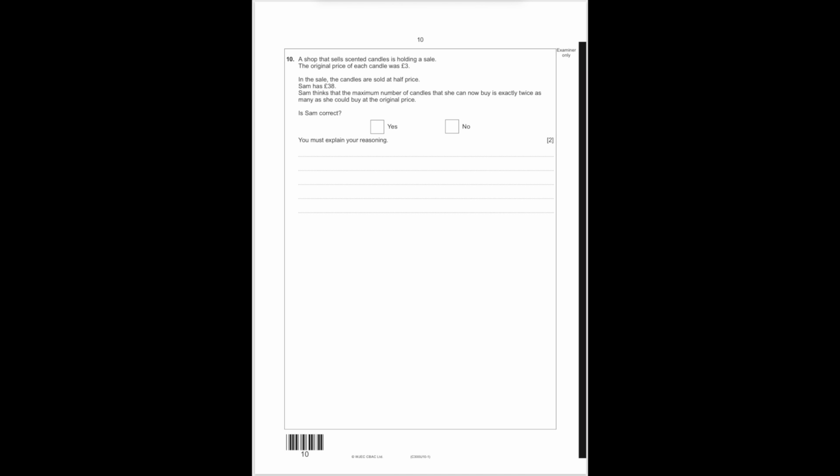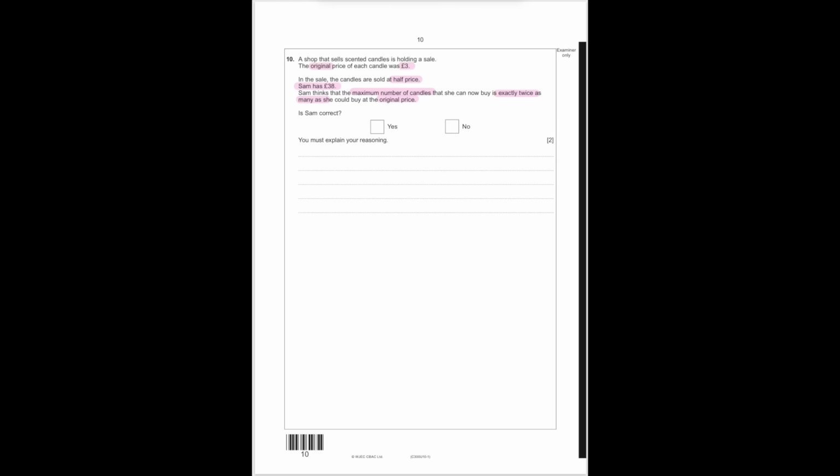Question 10. A shop sells scented candles and is holding a sale. The original price of each candle was £3. In the sale, the candles are sold at half price. Sam has £38. Sam thinks that the maximum number of candles that she can now buy is exactly twice as many as she could buy at the original price. Is Sam correct? Yes or no? You must explain your reasoning. Okay, so we need to figure out how many she could buy at the original price and then how many she would buy at half price.